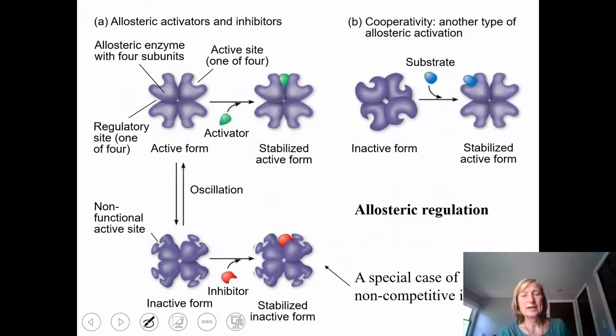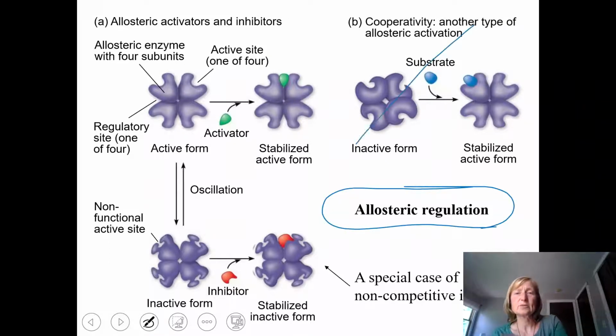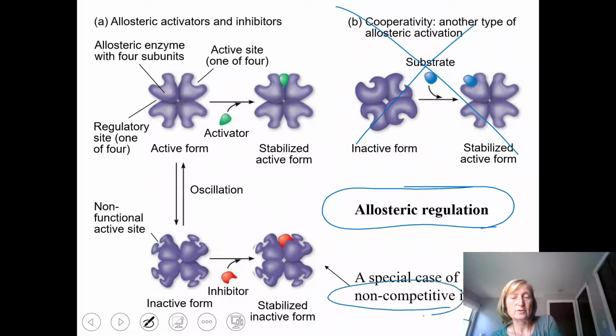Okay, there's another type of regulation that's worth mentioning. It's called allosteric regulation. Allosteric regulation involves non-competitive molecules, okay? And what we've got here is an enzyme called an allosteric enzyme. Allosteric enzymes are kind of complicated. In our picture, we've got this purple enzyme that has 4 different parts put together. And allosteric enzymes can change shape.